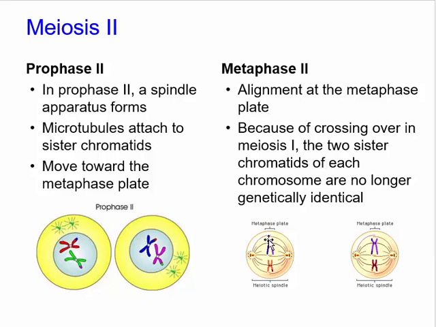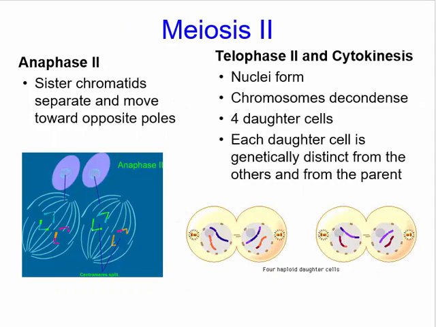And remember, this is a point of emphasis, because of that crossing over that occurred back in meiosis 1, prophase 1 specifically, these sister chromatids aren't identical. You might not be able to see it here, but we see some little color differences on the arms of these chromosomes. Anaphase 2, well, sister chromatids separate. Those cohesins that have held them together get cleaved, and now they can separate and move toward opposite poles. And then finally, telophase and cytokinesis. The nuclei form, meaning the nuclear envelope reforms, the chromosomes decondense, and then we have these 4 haploid daughter cells.